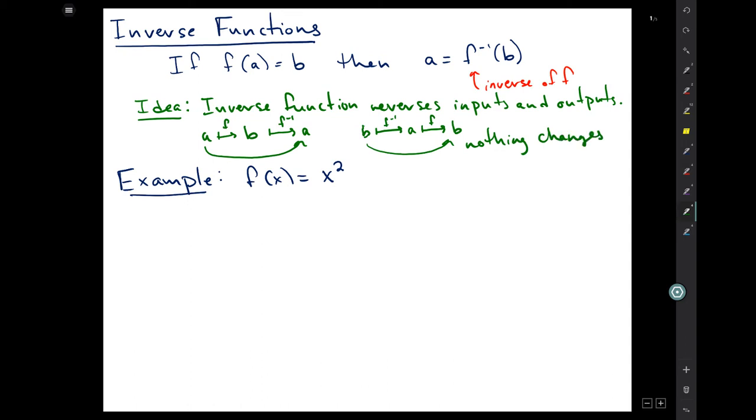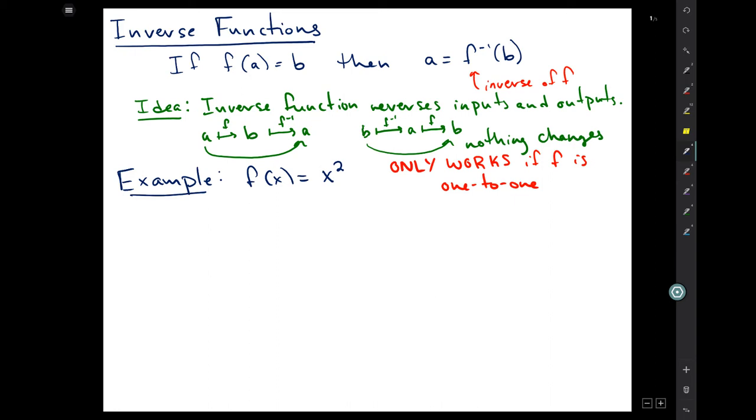Now, the important thing to notice is that this only works if your original function f is 1 to 1. And here's an example to see why that's true.